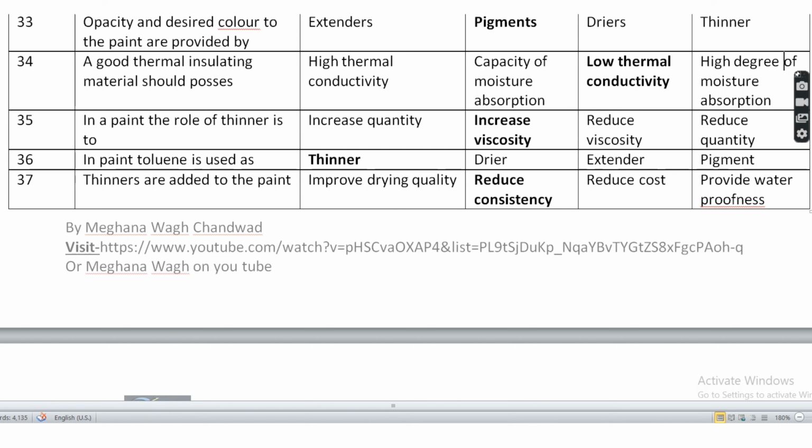In a paint, the role of thinner is to increase the viscosity. Kerosene and toluene are used as thinners in paint. In paint, toluene is used as what? It is used as a thinner. Thinners are added to paint for what purpose? They are added to paint to reduce the consistency.